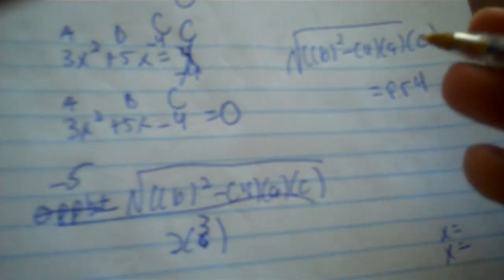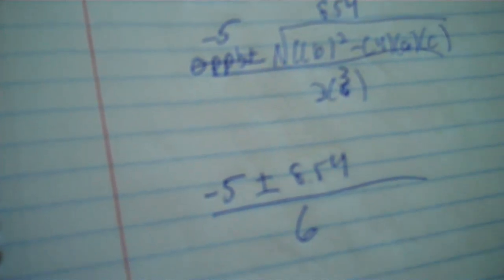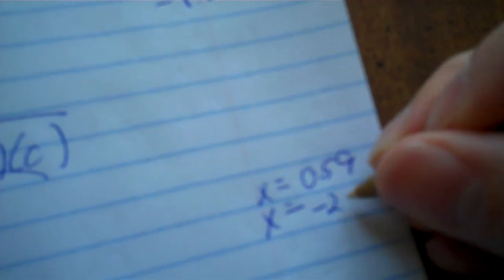Okay, so opposite of B, we got plus 5, so that would be minus 5. A would be 3. Now on top of this square root, I just put 8.54. So we got negative 5, after the plus minus we put 8.54, and then on the bottom 2 times 3 is 6. So negative 5 plus 8.54 divided by 6 is 0.59. Negative 5 minus 8.54 divided by 6 is negative 2.26. Okay, there we have it.